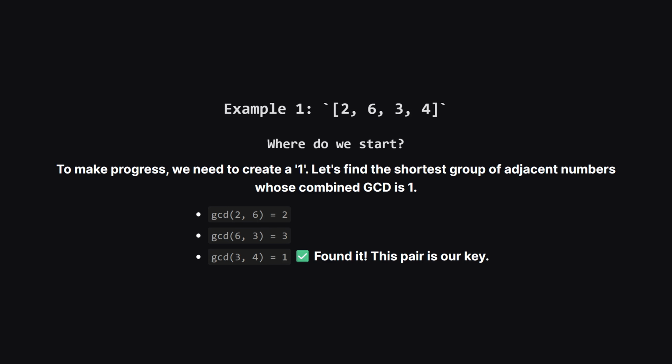Let's walk through the first example, a list with 2, 6, 3, and 4. The key insight here is that to make progress, we need to create a 1 somewhere. The fastest way to do that is to find the smallest group of adjacent numbers whose combined GCD is 1. Looking at pairs, the GCD of 2 and 6 is 2, no help. The GCD of 6 and 3 is 3, nope, but the GCD of 3 and 4 is 1, perfect. We found our starting point.